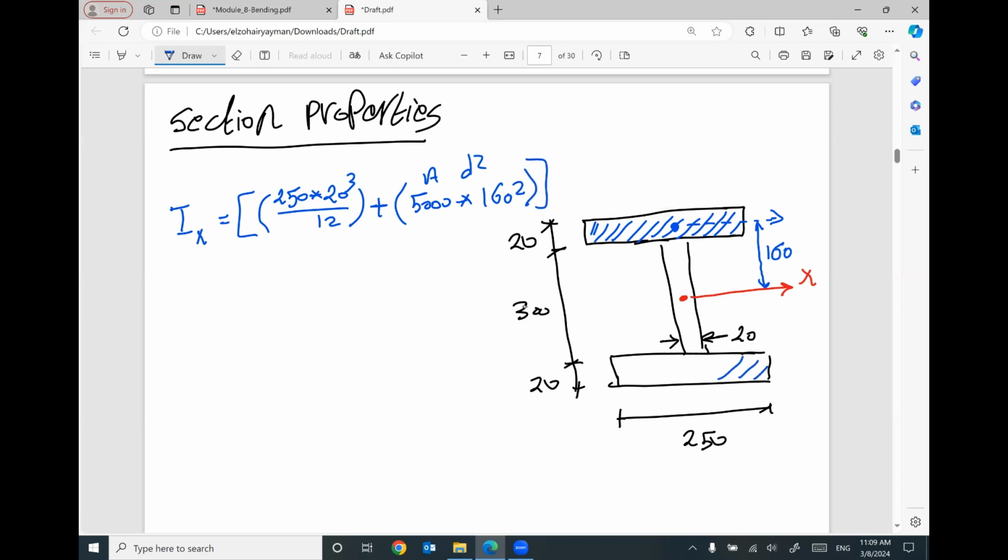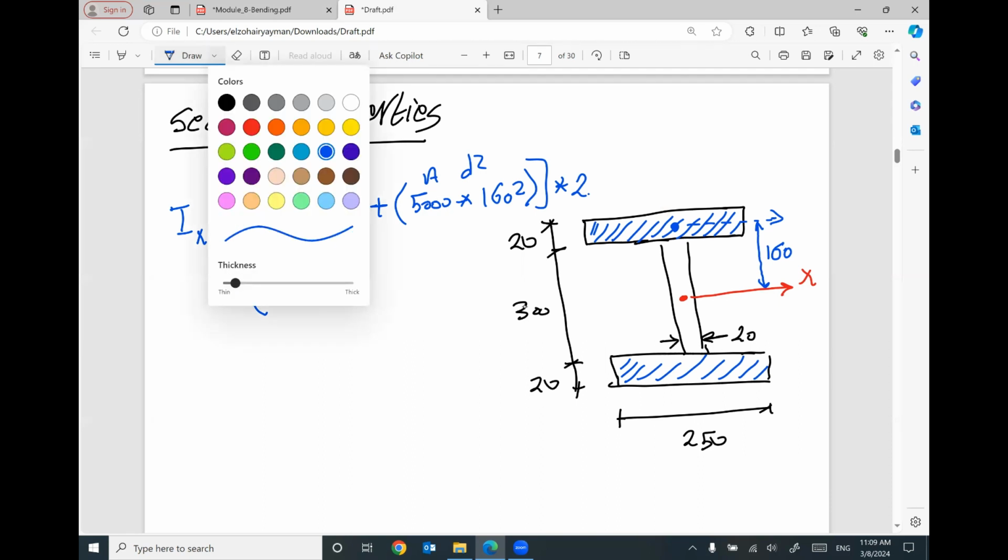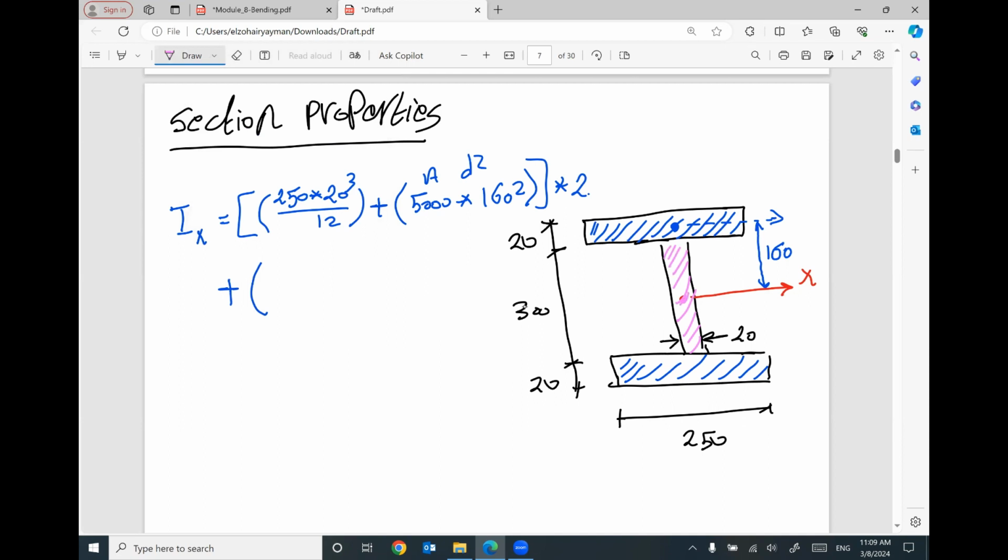Since this rectangle is repeated one more time at the bottom, everything is the same, so I can multiply it by 2. Plus, for this rectangle, the centroid is at the same location as the centroid of the cross section. So I need only 20 times 300 cubed divided by 12. That's it. So the moment of inertia will be 250 times 20 cubed divided by 12, plus 5,000 times 160 squared, times 2, plus 20 times 300 cubed divided by 12. The moment of inertia will be 301 33333.3 millimeter to the power 4.